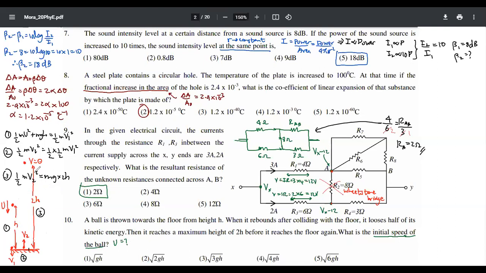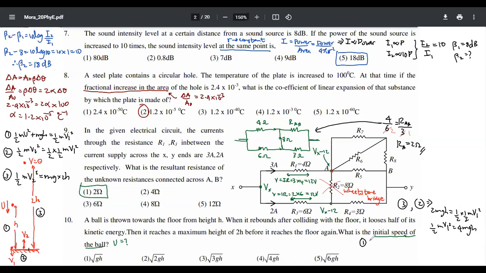Now, look at the third equation. I'll use the third equation and substitute that in the second equation. Let's combine second and third. If you combine second and third, you will get 2 mgh equal to half into half mv1 square, right? Therefore, half mv1 square is equal to 4 mgh. And now we go back to the first equation.